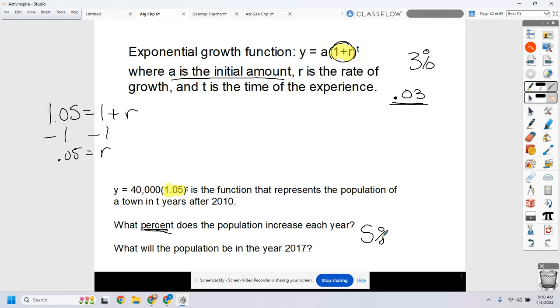So I'm going to continue to teach it like, hey, set these yellow parts equal to each other and solve for r. Now the second part of this says find the population in 2017. How many years from 2010 to 2017? 7 years. So I'm going to put a 7 into this equation down here. So it'll look something like this. y equals 40,000 times 1.05 to the power of 7. And you can go ahead and put that on your calculator. Go ahead and do that now.